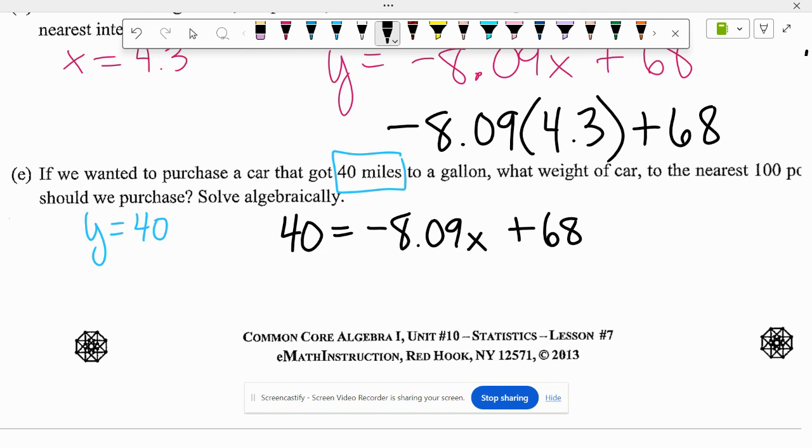What are we thinking? Ideas? Anyone? No? How am I going to solve for x? That's what it's asking me to do. How am I going to solve for x? I hear some of you whispering about it.